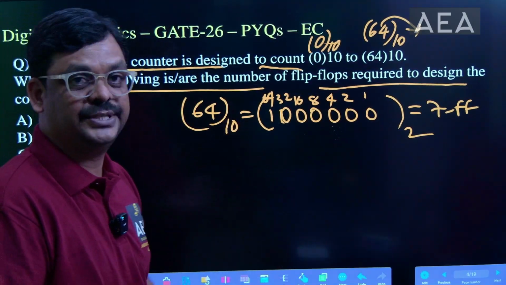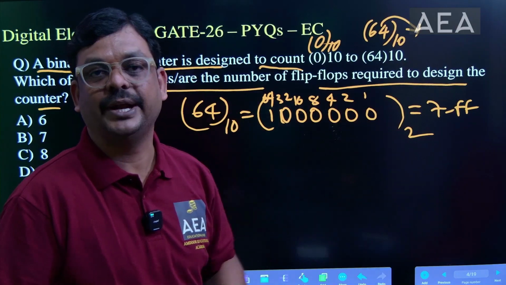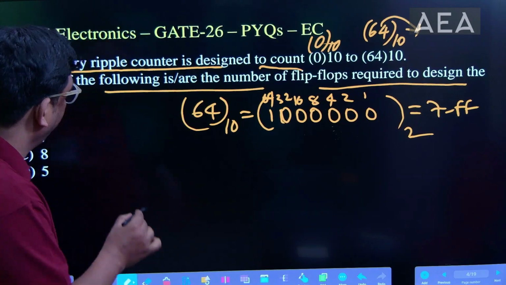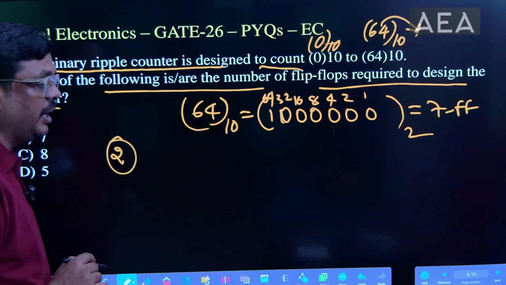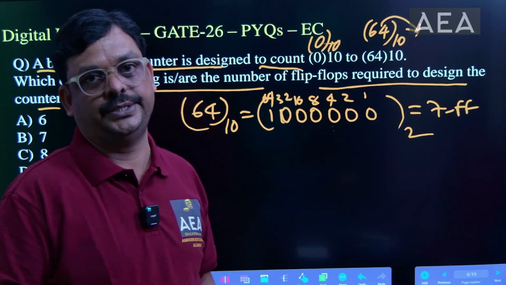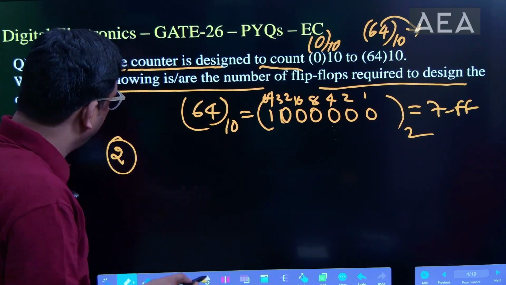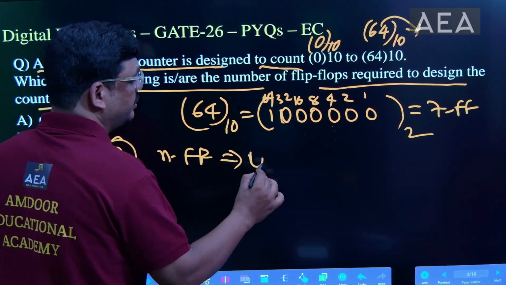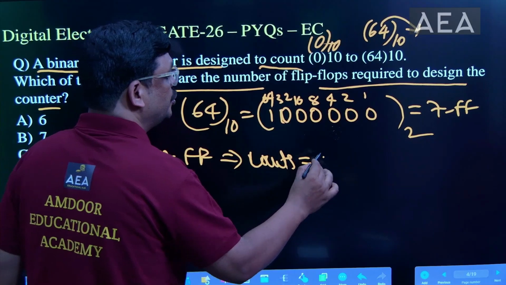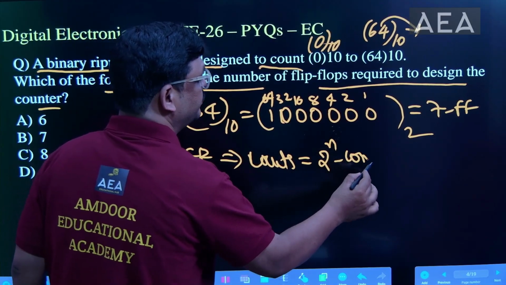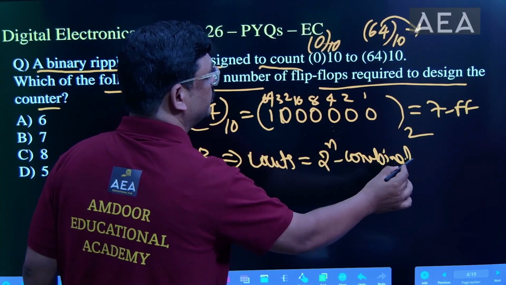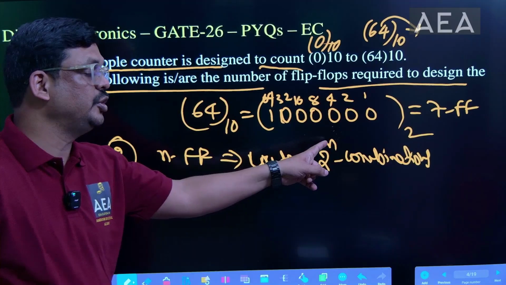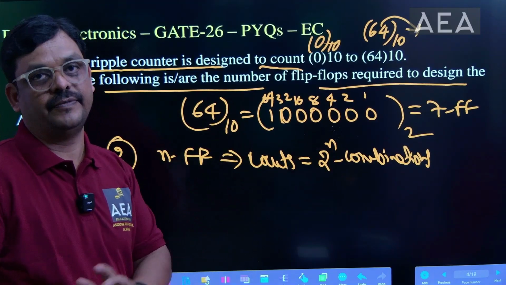This is one simple process. If you convert the maximum number into binary format, it gives this. Otherwise, we can follow some other method also. The second method I'm explaining here is based on the counters concept, ripple counters. Ripple counters are nothing but asynchronous counters. In asynchronous counters, using n flip-flops, it can count 2 power n combinations. Here n is the number of flip-flops.